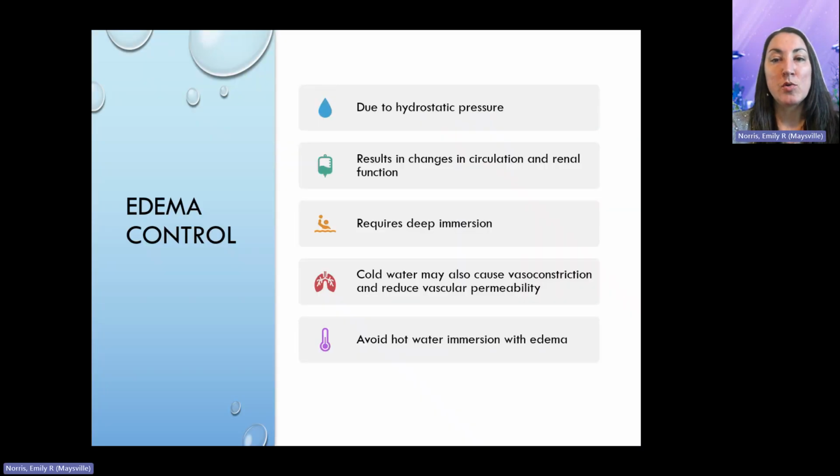So with the edema control, the hydrostatic pressure pushes on the limbs and increases the venous return to get the edema out of the limbs and the blood flowing back to the heart. It results in changes in circulation and kidney function. It requires deep immersion, and the cold water may also cause vasoconstriction and reduce vascular permeability. So the water temperature really matters. You do not want to have someone immerse in hot water if it's for edema, because then it's going to increase the circulation and make the edema possibly worse, but definitely not help it.